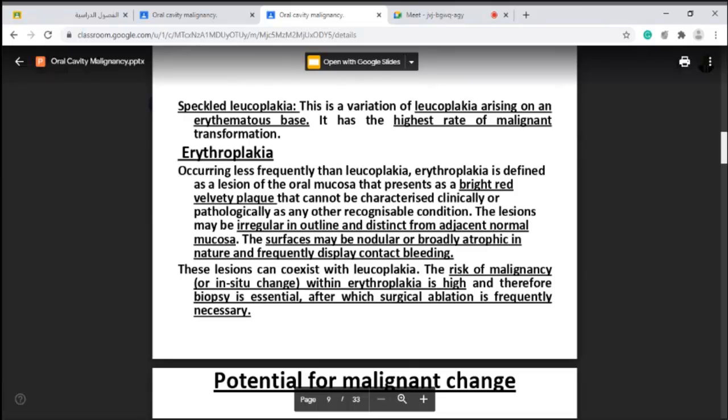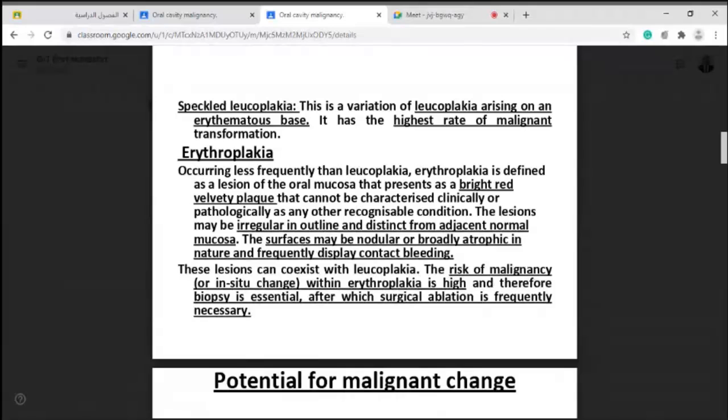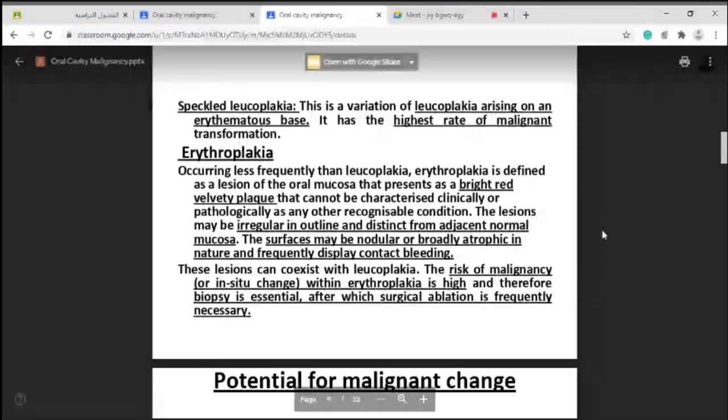The lesions may be irregular in outline. Students, if it is irregular in outline, what do you expect, more risk of malignancy or less? More risk. It may be irregular in outline and distinct from adjacent normal mucosa, and the surface may be nodular. If the surface is more nodular, there is more risk of malignancy. It may also be broadly atrophic in nature and frequently displays contact bleeding, which is a characteristic feature of malignancy. Contact bleeding: you just touch it, and there is bleeding. This is very serious.